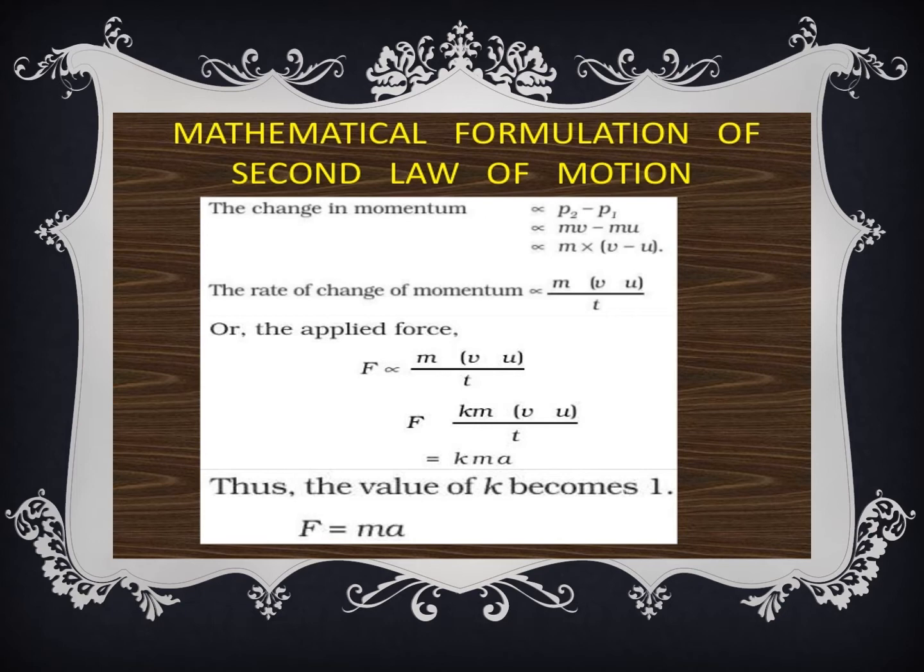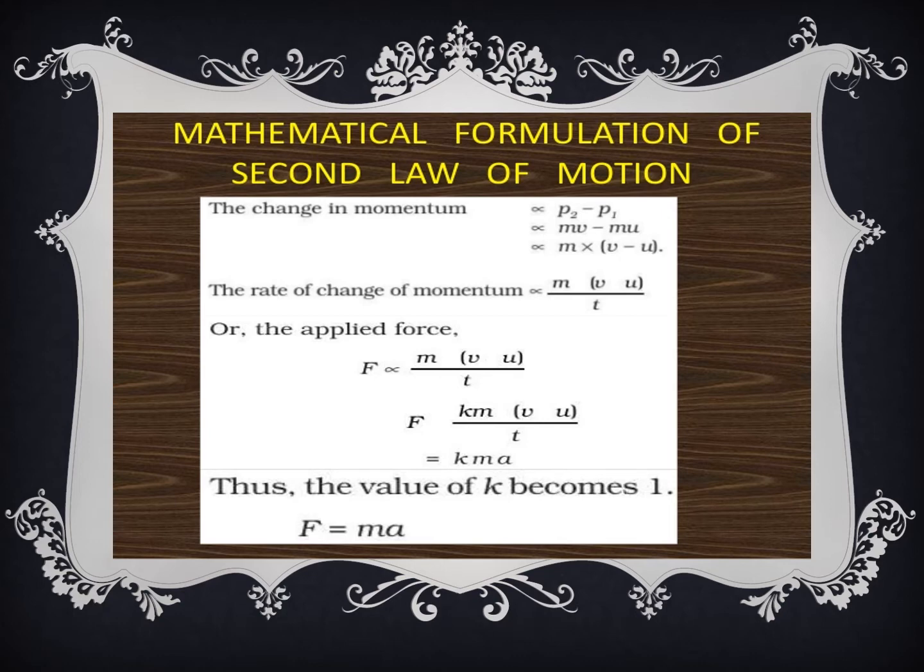So the rate of change of momentum is given by m(v minus u) upon t. Now, according to the second law of motion, as you can see in the image, the applied force is directly proportional to the rate of change of the momentum. So, from the above equation, we can see that force is proportional to m(v minus u) upon the time interval.